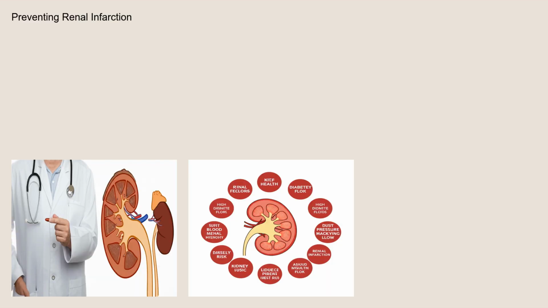Preventing renal infarction primarily focuses on managing underlying risk factors, such as cardiovascular disease and hypercoagulable states. This includes controlling high blood pressure, managing cholesterol levels, and maintaining a healthy lifestyle through diet and exercise. Individuals with atrial fibrillation or other heart conditions that increase the risk of blood clots may need to take anticoagulant medications to prevent clot formation. Regular check-ups with a doctor are essential for identifying and managing these risk factors early on.